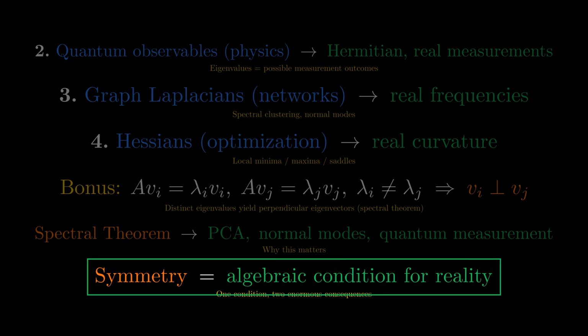It's the algebraic fingerprint that keeps eigenvalues grounded in reality. Whenever you see A transpose equals A, you know without computing anything that the spectrum lives on the real line, and the eigenvectors form a clean orthogonal frame. One condition, 2 enormous consequences.